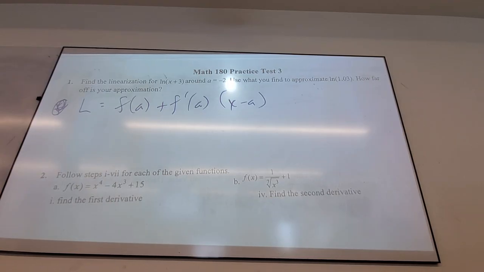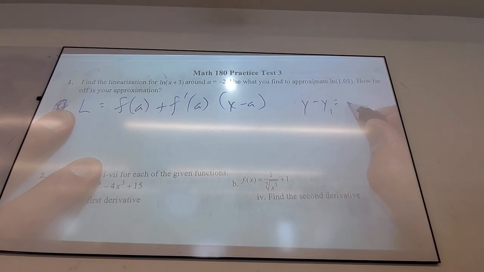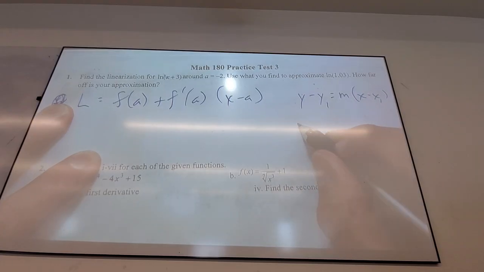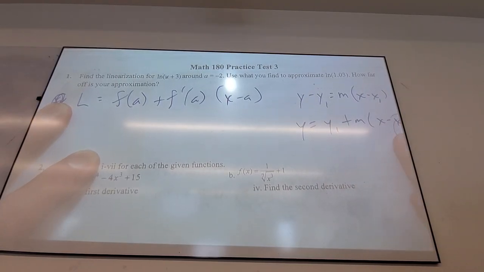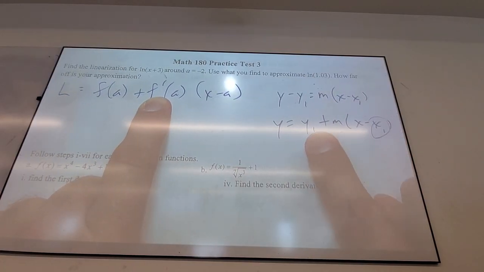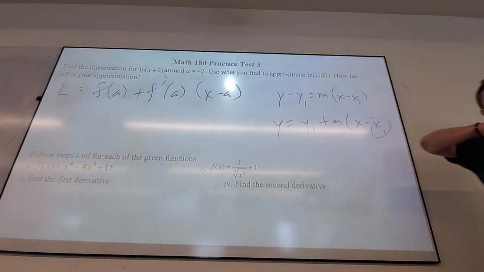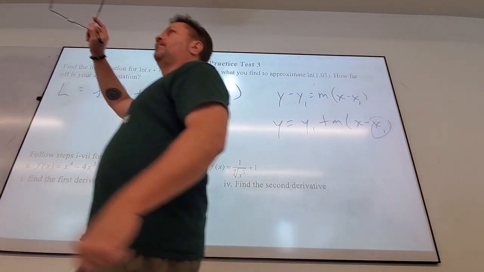But I need you to understand, real quick, what's the equation of a line? Y minus y1 equals m times x minus x1. If I add y1 over, and I rename this a, m comes from the derivative evaluated at a, and y1 comes from evaluating the function at a. They're the same thing, correct?